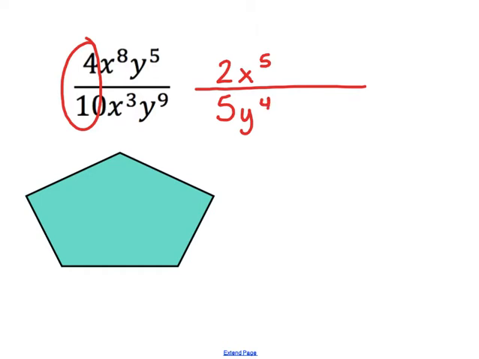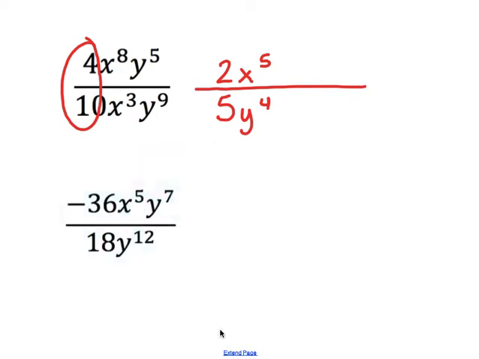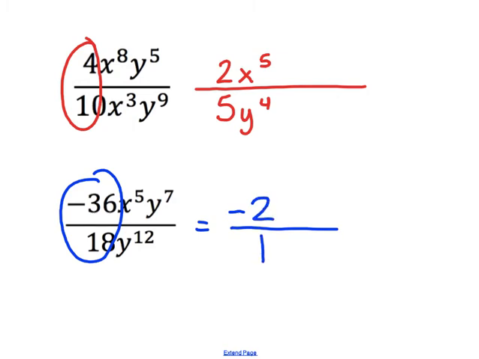Let's try one more. Okay, my numbers in front. Negative 36 over 18 reduces to negative 2 over 1. Now you can put your negative in front or in the numerator. Where do I have x's more at? I only have x's in the numerator, so they're going to go in the numerator. And where do I have more y's at? I have more y's in the denominator. I have 5 more y's in the denominator.